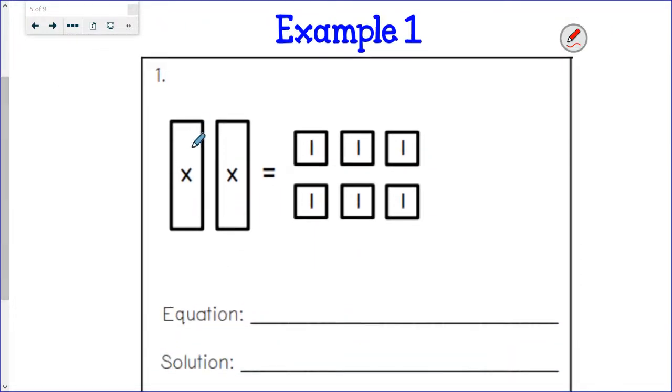First, write the equation. We have 2 x's, 2 times x equals 1, 2, 3, 4, 5, 6. So this says 2 times x equals 6. So the opposite of multiplication is division. So we divide by 2 on both sides because we want to get 1x. So we get x equals 6 divided by 2 is 3.